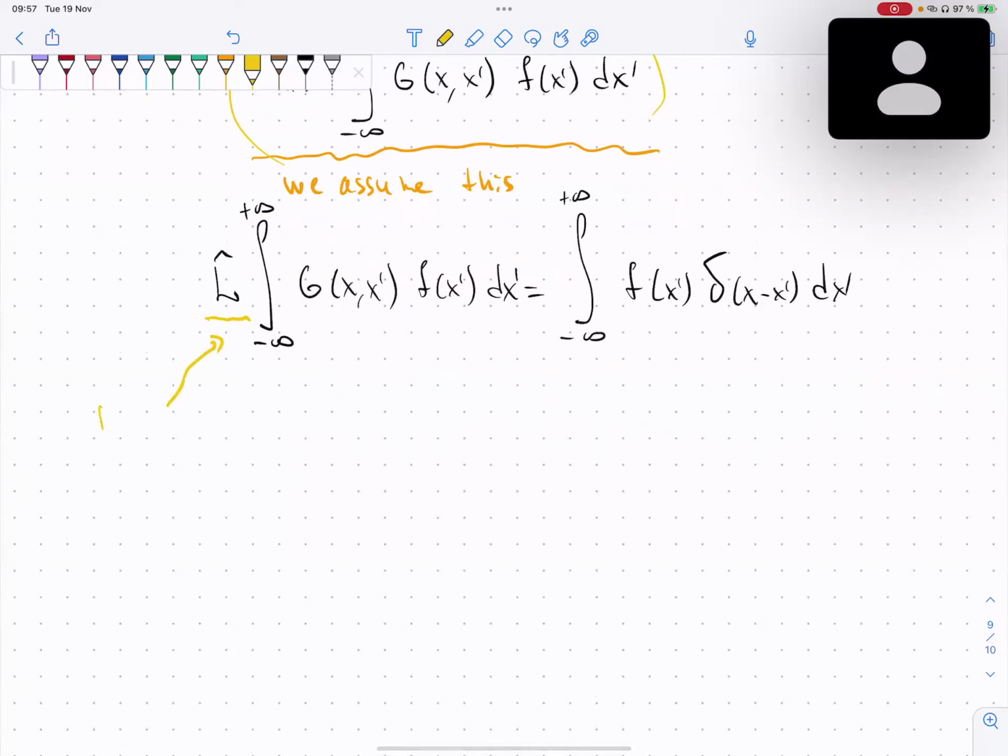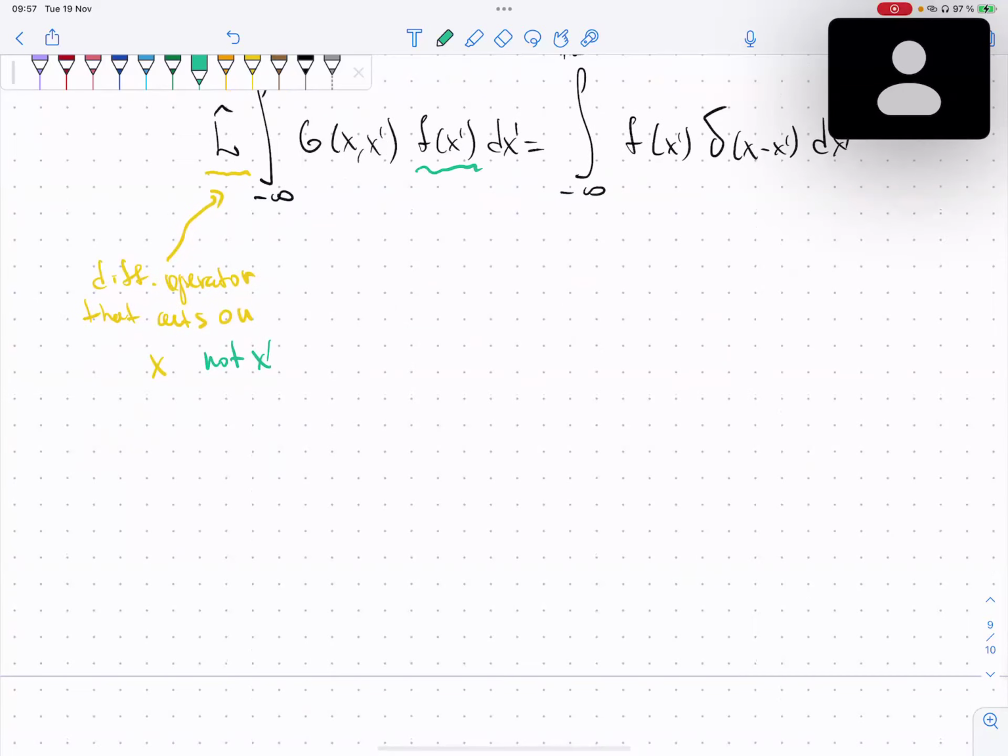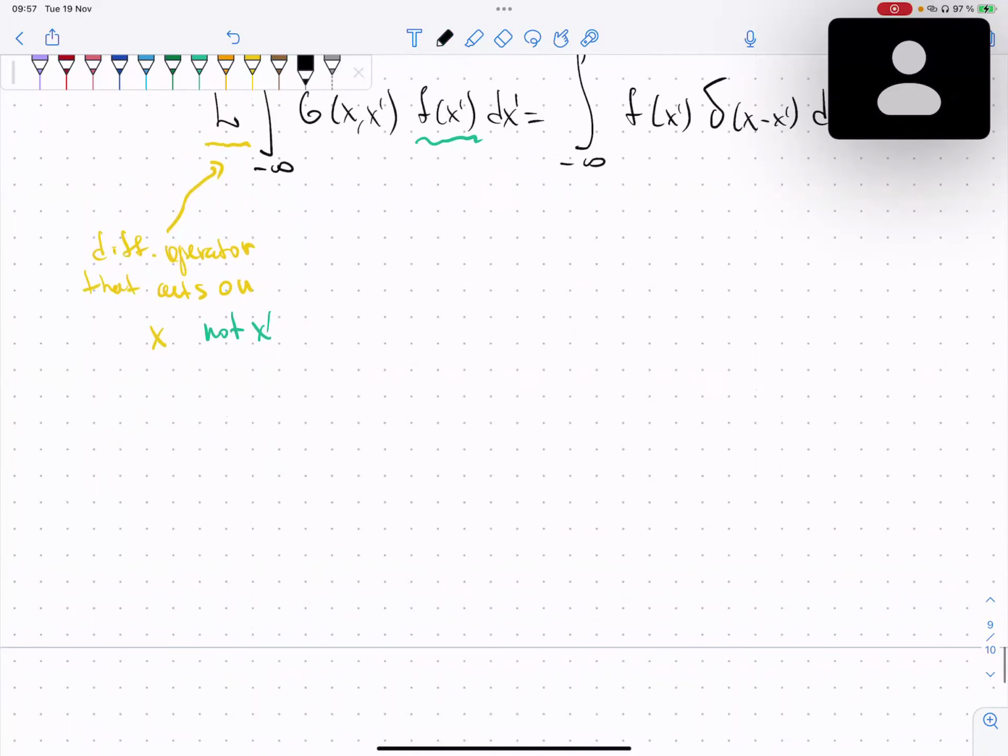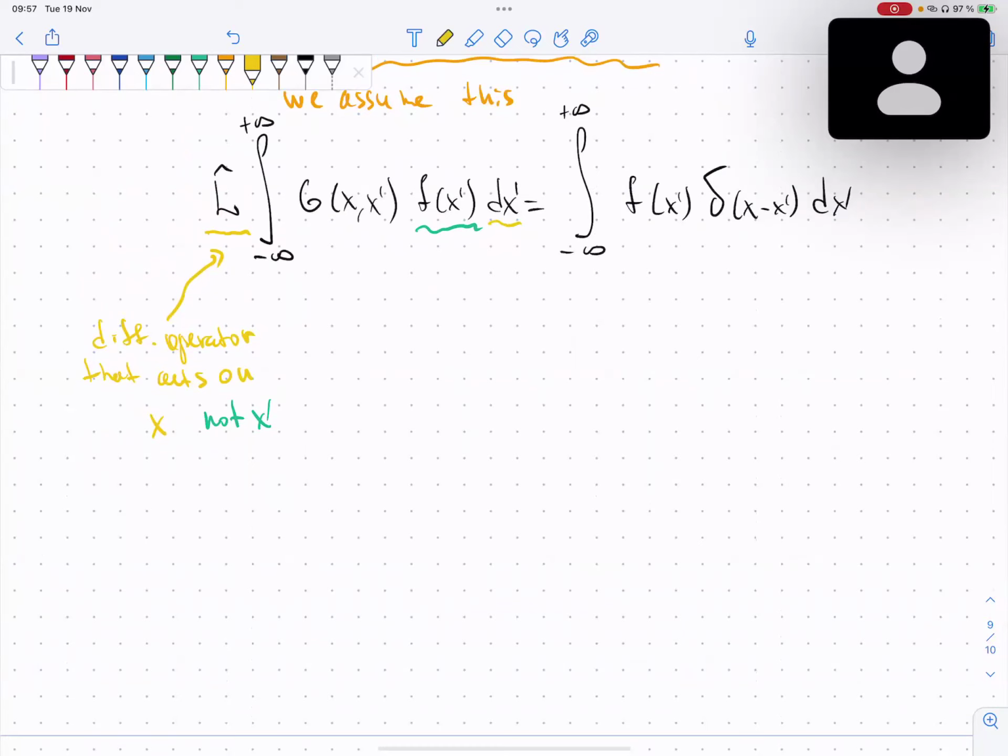We recall that this is a differential operator that acts on the x coordinate, not on the x prime coordinate. So for this differential operator, this is just a constant. And because everything is, quote unquote, good from the mathematical point of view, because this integration is over x prime and this acts on x, we can actually exchange the integration and differentiation.